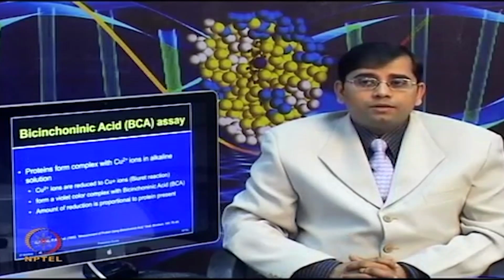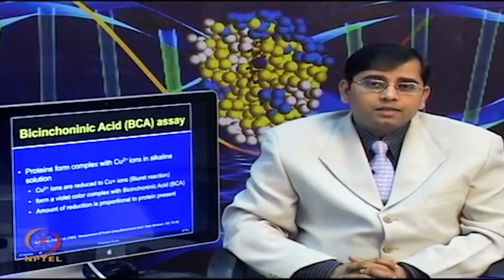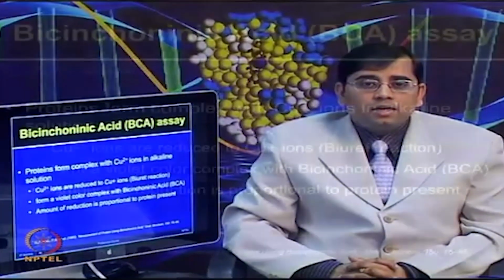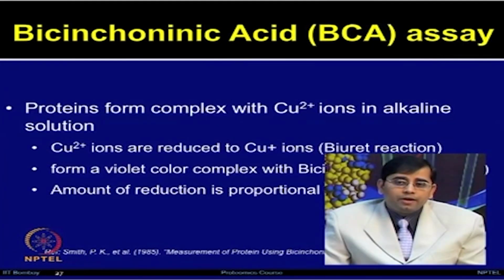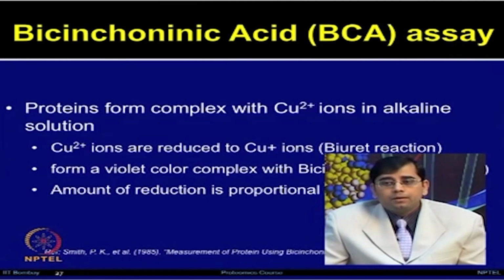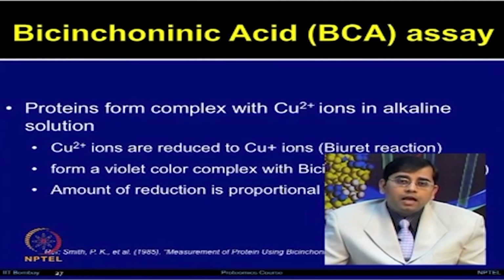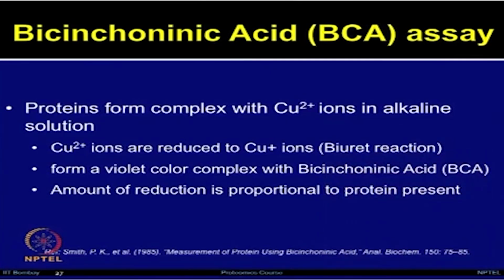So, now let us move on to the next assay, which is the BCA assay. In the BCA assay, the proteins form a complex with cupric ions in an alkaline solution. These are reduced to cuprous ions in a biuret reaction. It forms a violet color complex with BCA, and the amount of this reduction is proportional to the protein present. So, by using this chemistry, one can know how much protein is present in the given sample.